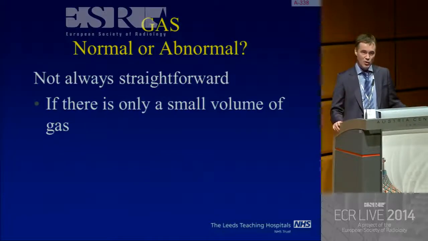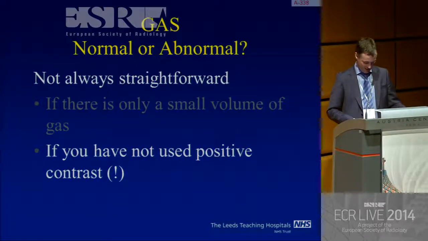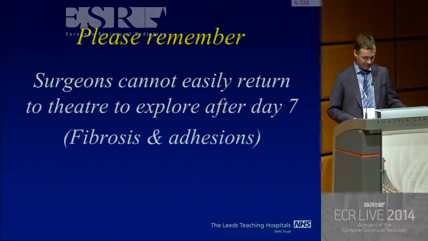So it's not always that straightforward in these patients to work out what is normal from abnormal, particularly if there's a small volume of gas and the patient is quite a long time post-op. And it's particularly difficult if you're not testing the anastomosis for a leak with positive contrast. So again, to make life easier for yourself, if you think that there might be a perforation, use positive contrast.